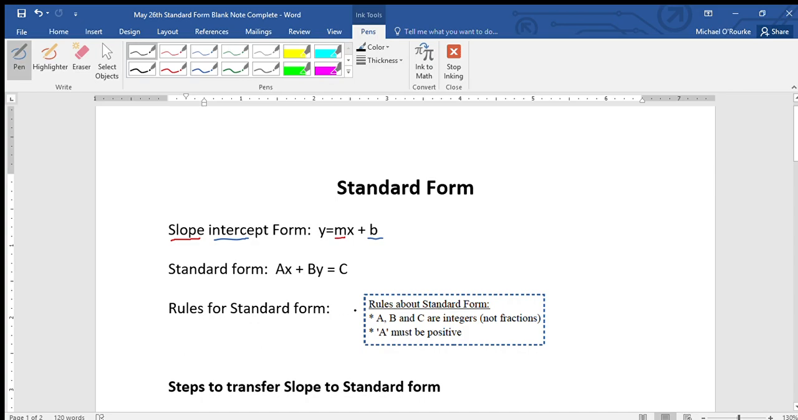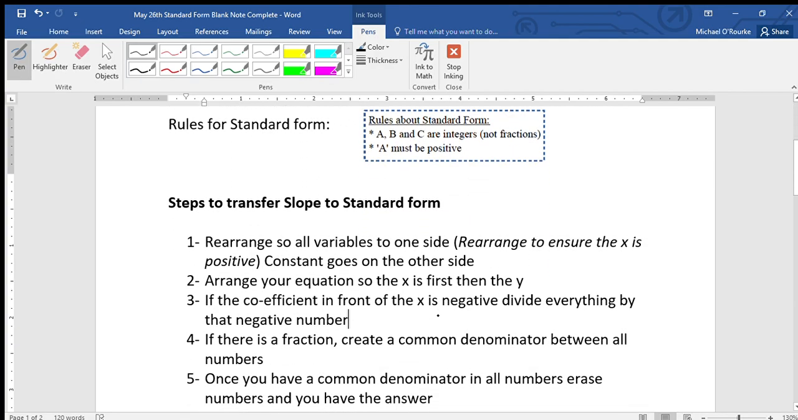But as you write this, there's a couple rules. And the rules are A, B, and C are integers, not fractions. So they can't be fractions. And A must be positive. So you can't have a negative number in front of your x. And it's always written x, then y, then C. So no fractions and all positive are the two rules we have here.